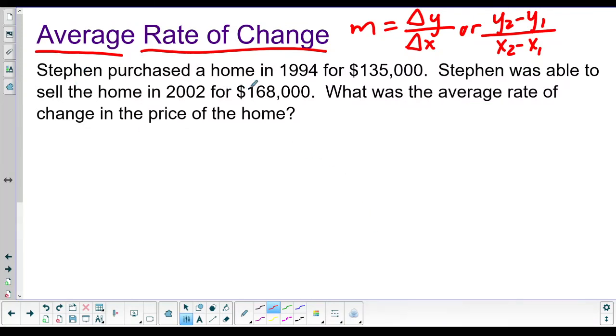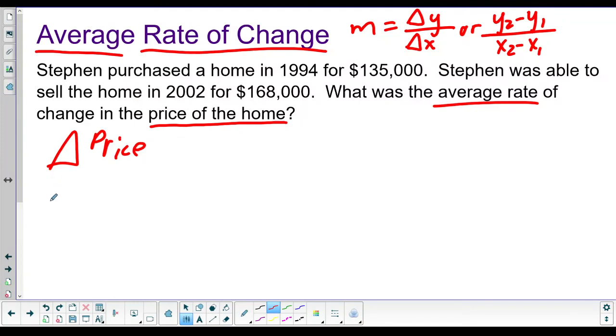Stephen purchased a home in 1994 for $135,000. Stephen was able to sell the home in 2002 for $168,000. What was the average rate of change in the price of the home? So we want to know what is the change in price.